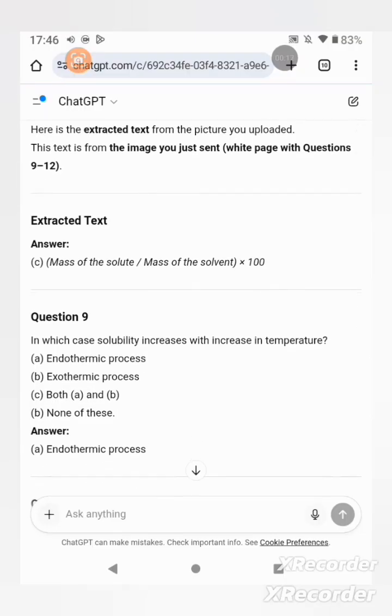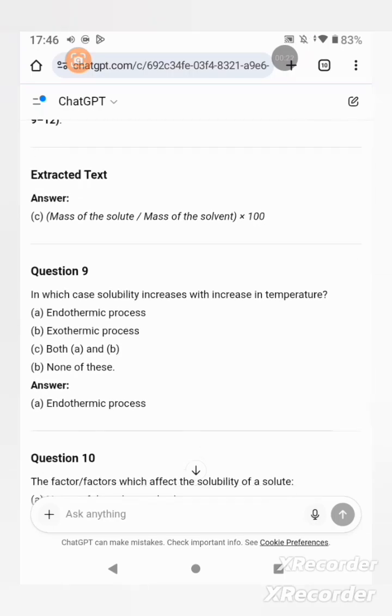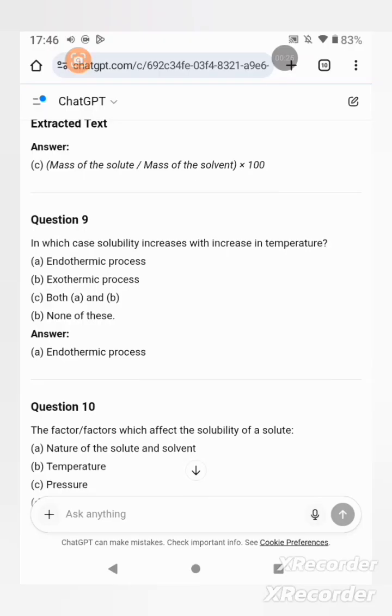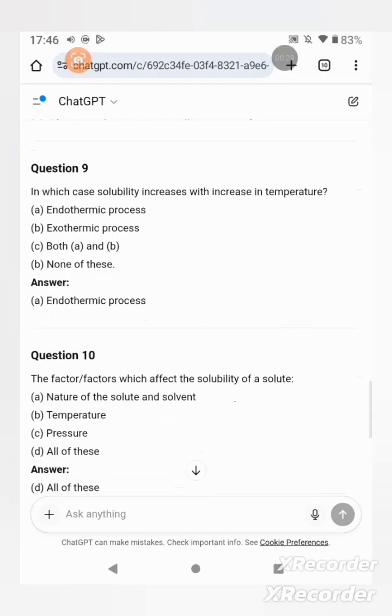In which case does solubility increase with increase in temperature? A. Endothermic process. B. Exothermic process. C. Both A and B. D. None of these. Answer: A. Endothermic process.